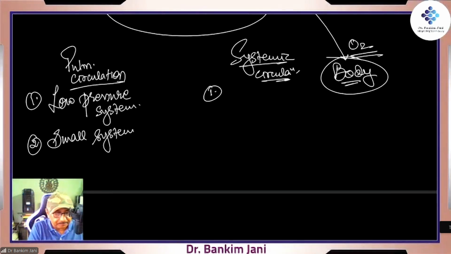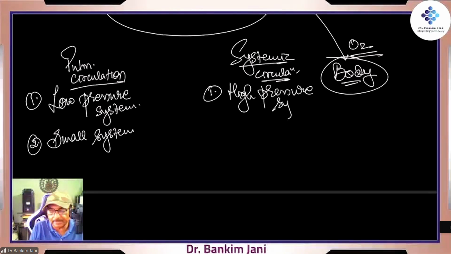So over here, when the pulmonary is a low pressure system, why is this a high pressure system, right? And we saw the pressure of the high pressure system. If we consider the pulmonary as the small system, then definitely systemic is a large system.